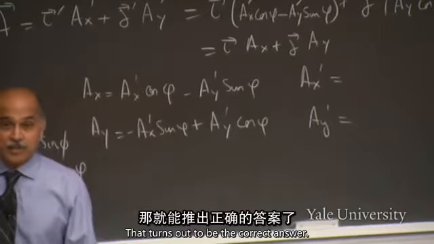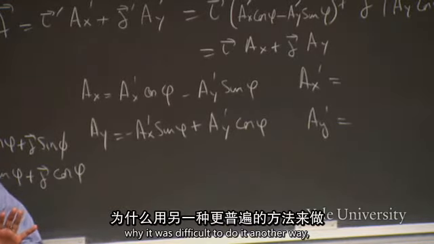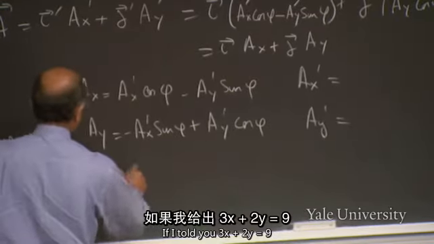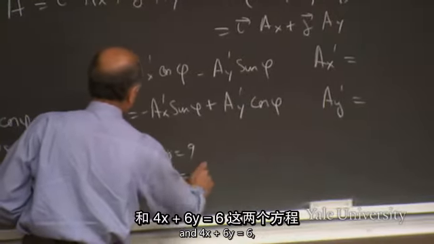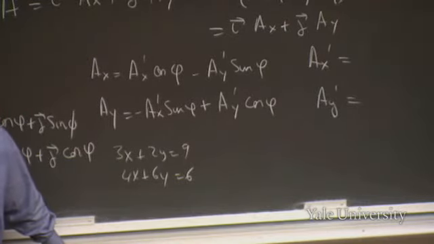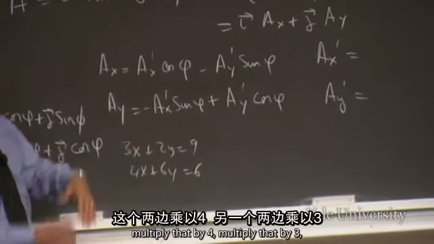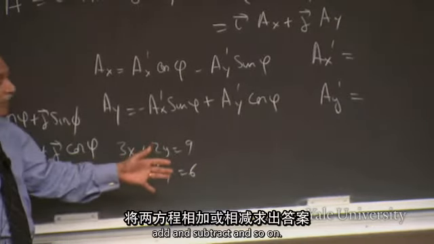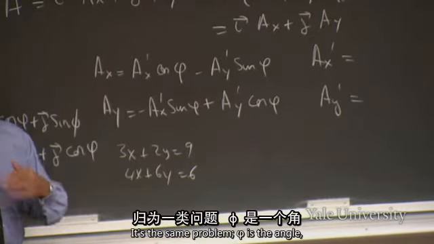Now that turns out to be the correct answer, but I want you guys to think about why it was difficult to do it another way, which is more pedestrian. I mean, if I told you 3x plus 2y is 9 and 4x plus 6y is 6, you certainly know how to solve for x and y, right? This is something you've seen in your high school. You've got to juggle the two equations, multiply that by 4, multiply that by 3, add and subtract, and so on. Why is it when you saw this, you didn't realize it's the same problem? But it's the same problem.